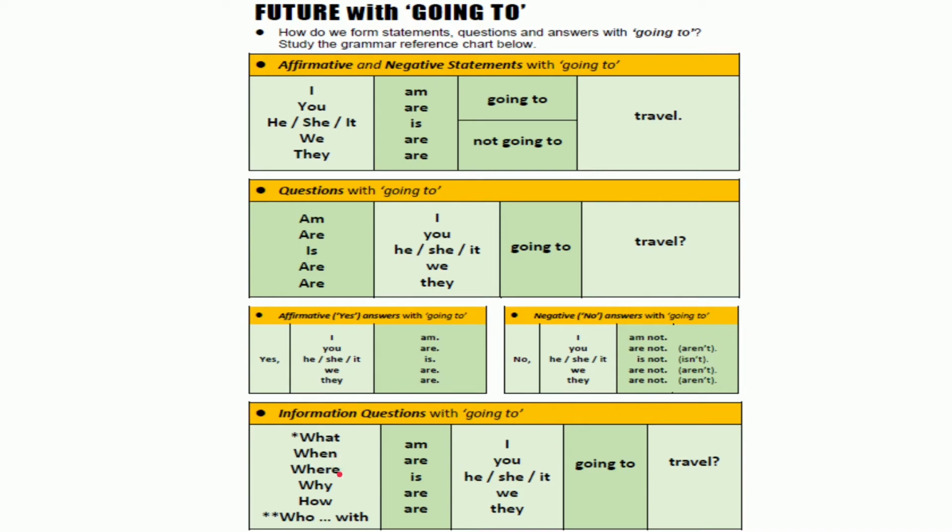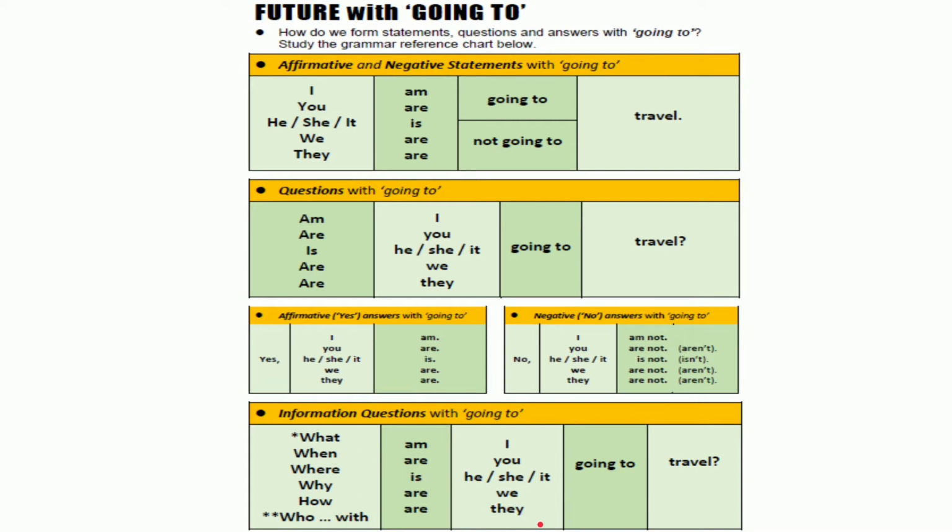And for information questions with going to, you add the 5W1H: what, when, where, why, how, who. Together with the verb to be, am, are, is, and the pronoun, then the question. For example, when am I going to travel? Where are you going to travel? Why is he going to travel? How is he going to travel? Who are they going to travel with? For who, you need to add with.